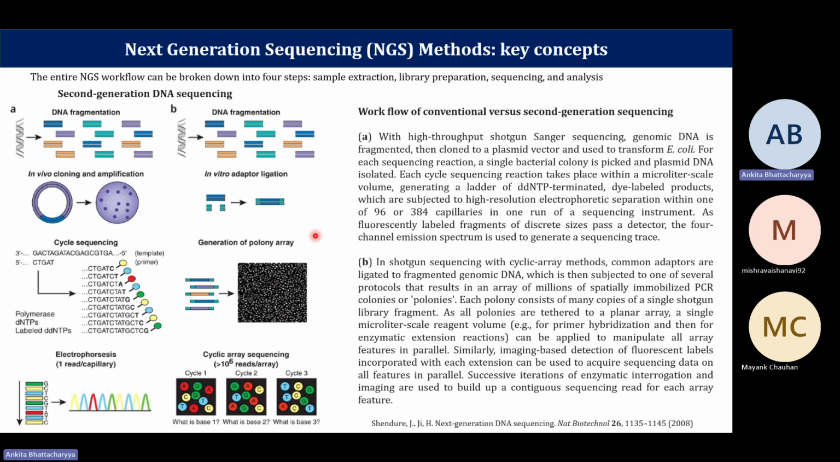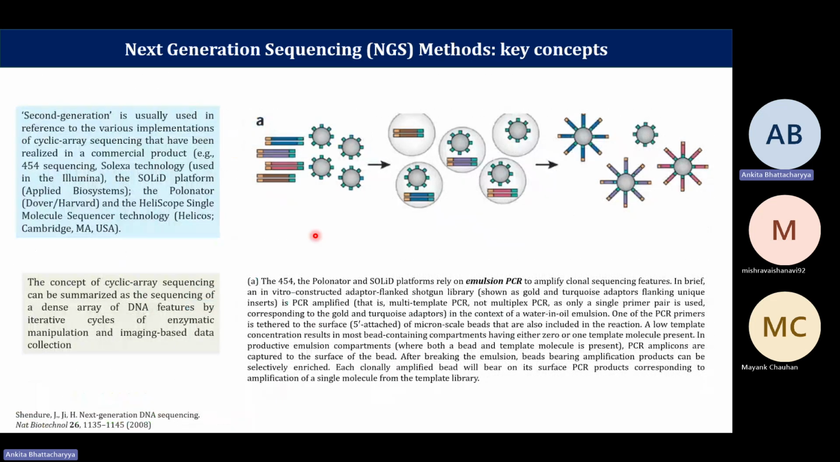Now, as you can see, these techniques, while somewhat based on high throughput sequencing and can seem promising, they also have their limitations, which has brought us to third generation sequencing eventually, which is more advanced and technically more reliable. Now, second generation usually refers to various implementations of the cyclic array sequencing method, which I just discussed, that has been realized in commercial products like 454 pyrosequencing, Solexa, SOLiD platform, Polonator, etc. These are all commercial machines or commercial setups.